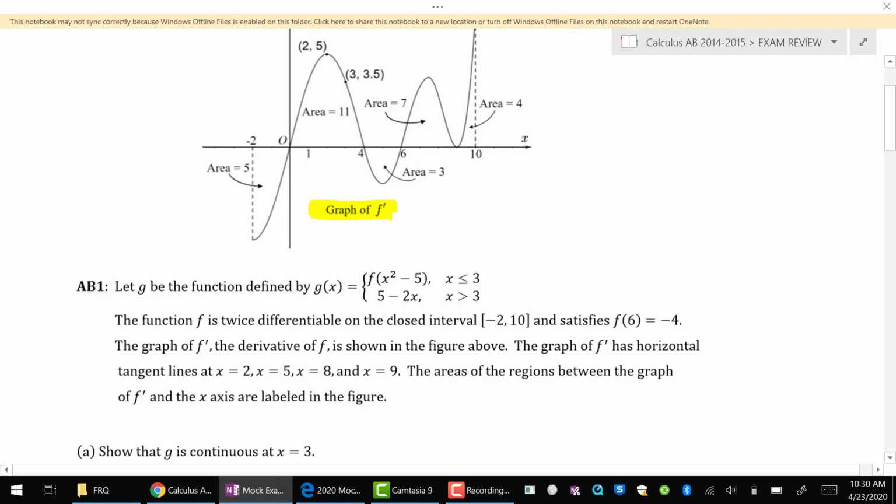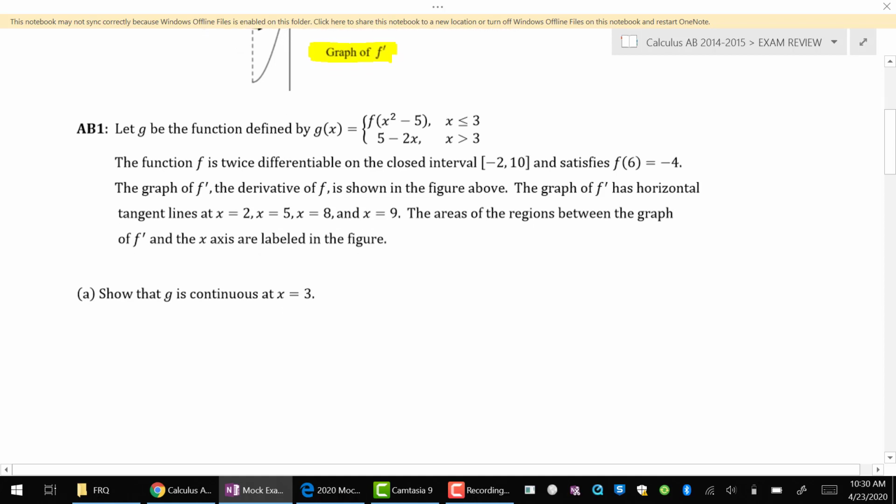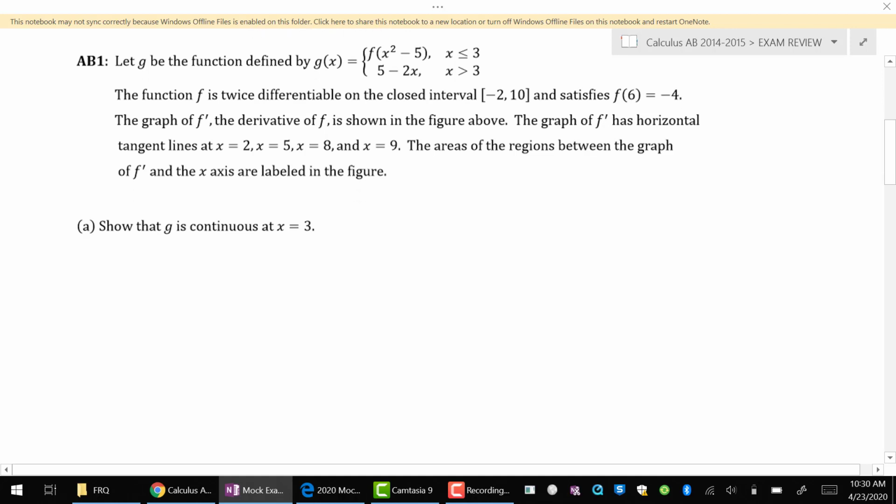We're going to jump right into letter A, the opening part of this problem, which says to show that function g is continuous at the point x equals 3. So there are three criteria that we need to make sure we establish to prove continuity of a function at a certain point. And the first one is this. Let's see if g of 3 exists.